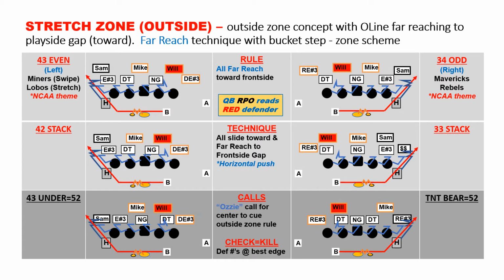To get started, quick overview of our stretch zone against the different fronts. The rule here is to far reach to the play side gap towards the play call. You can see then against the different fronts, the defender in red is the conflict defender or read key, and then the call we use is an Aussie call.